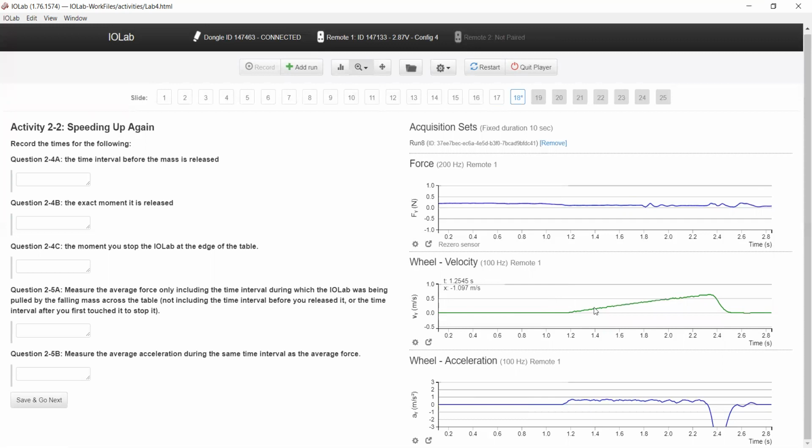That moment when it is zero, when we started to increase from zero. For the time interval, we have to give it the range. The moment you stop the IOLab at the edge of the table, that's when you stop there.